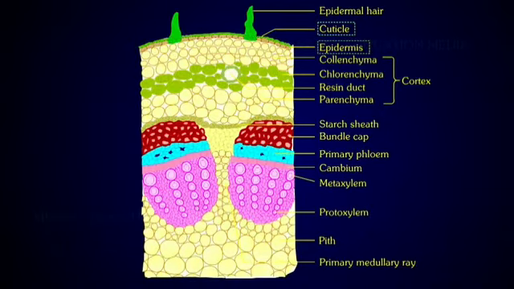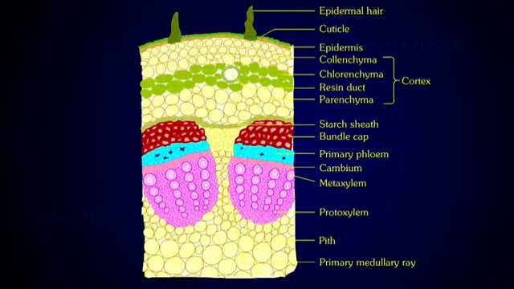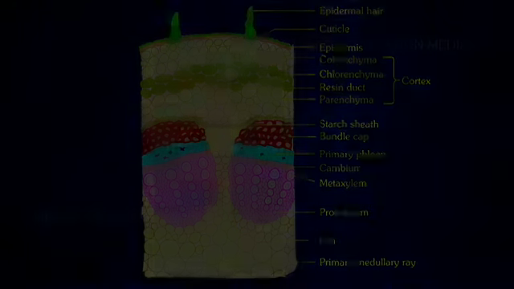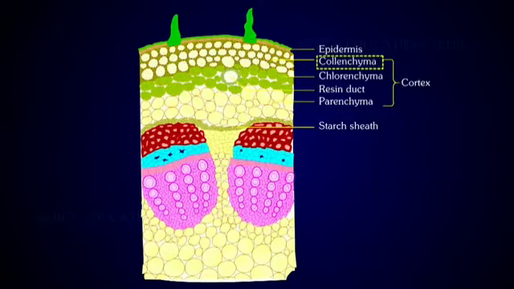Next, hypodermis. It is made up of a few layers of sclerenchyma cells. Next, ground tissues: the entire mass of parenchyma cells next to the hypodermis. Next, cortex. It is divided into three regions. Hypodermis: it consists of 3 to 6 layers of collenchyma cells. It gives mechanical support.